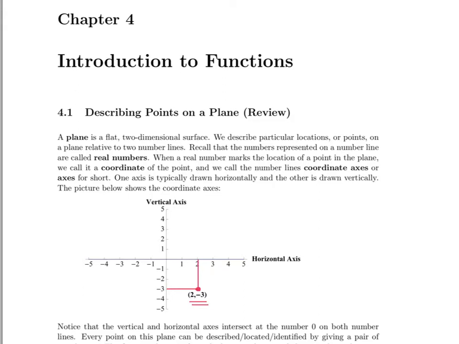The 2 represents the horizontal axis, the -3 represents the vertical axis. These two numbers are referred to as the coordinates of this point, and the pair of numbers together is the coordinate pair representing this point.